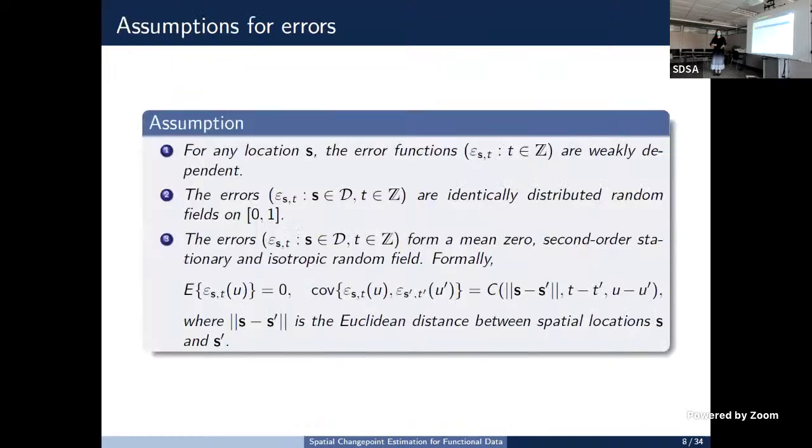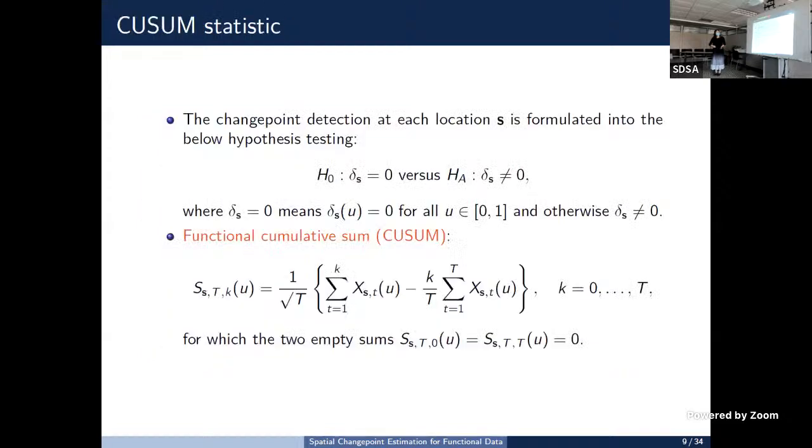We assume that for each location the errors are weakly dependent, identically distributed, and also have mean zero and are second order stationary. So what does change point detection mean? Actually, it is a hypothesis testing. At each location, if the change function is a zero function, then it is a null location. Otherwise, it is an alternative location. So this is the change point detection.